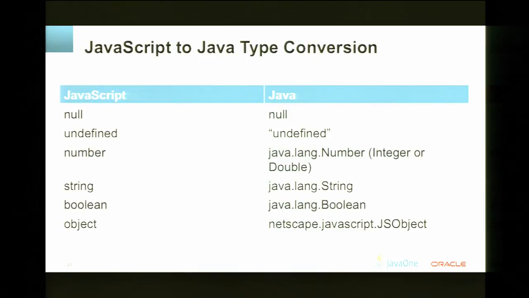So most of these are fairly straightforward. JavaScript has some types which don't exist in Java, like undefined. And also, anyone who's used the Live Connect API should recognize a little netscape.javascript.js object reference here for the wrapper object returned to let you get access to the DOM.